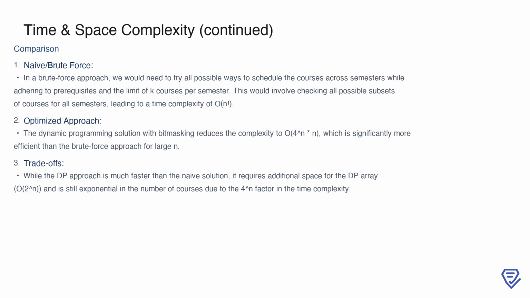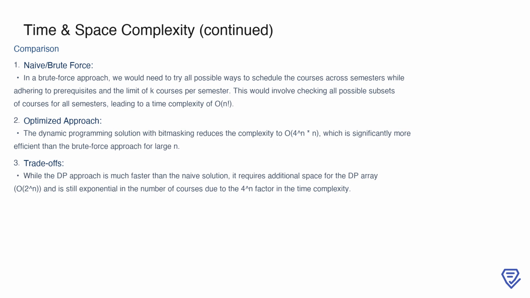Comparing this approach to a naive solution highlights the efficiency gains achieved. A brute force method would attempt all possible ways to schedule courses across semesters, checking every combination of subsets for all semesters while adhering to prerequisites and the limit of k courses per semester. This exhaustive search leads to a time complexity of n factorial, which is computationally prohibitive for larger values of n. In contrast, the optimized dynamic programming solution with bit masking reduces the complexity to 4^n * n. While still exponential due to the 4^n term, this is a significant improvement over the factorial growth of the naive approach.